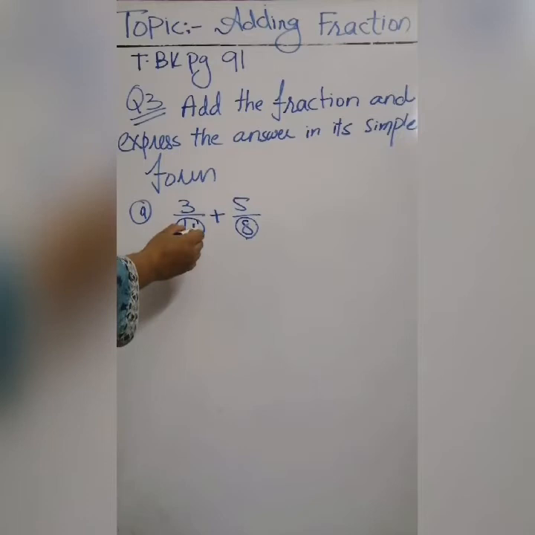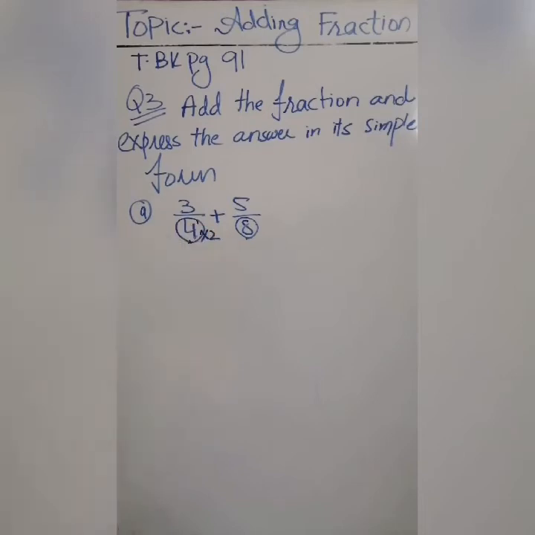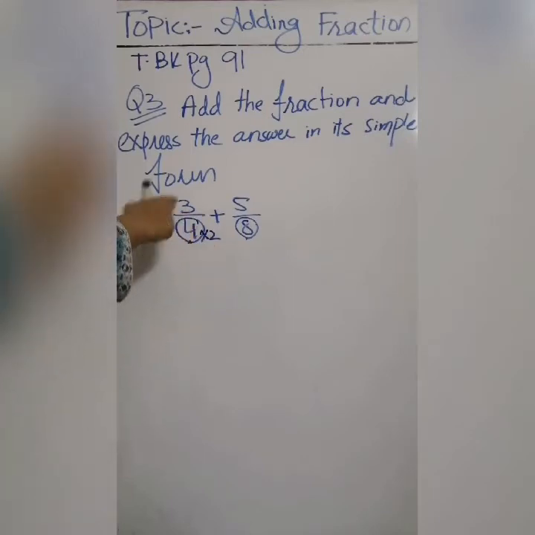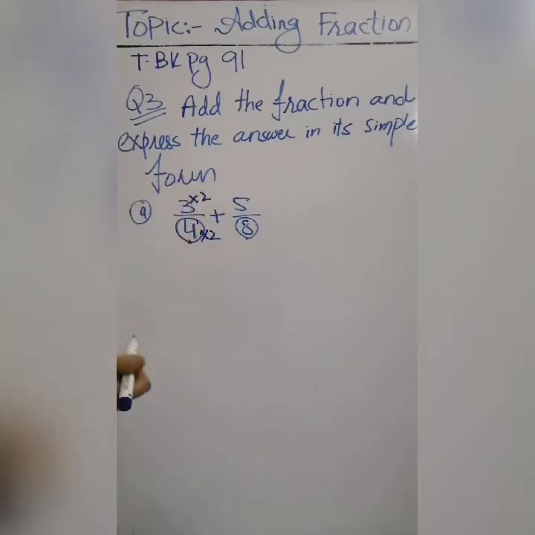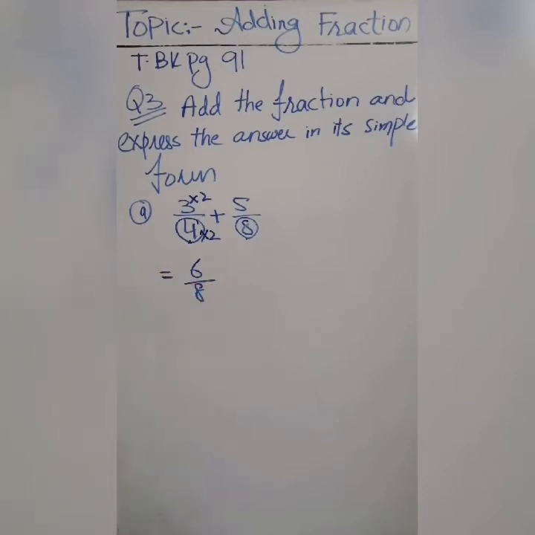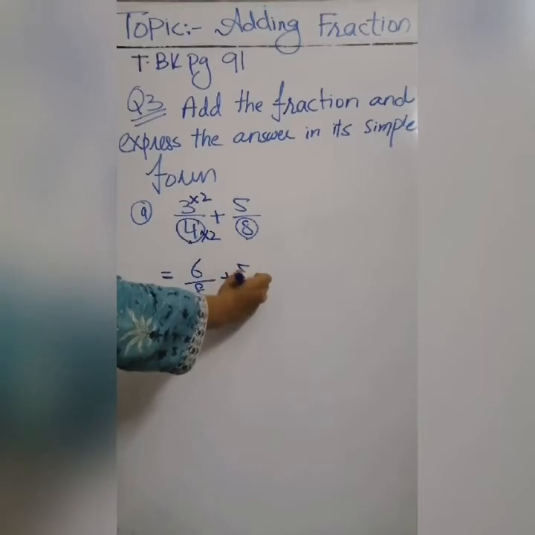We multiply 4 by 2 to get 8. So we multiply it by 2. If we multiply the denominator by 2, we multiply the numerator also by 2. Now the new fraction we get is 6 by 8. This is the equivalent fraction, plus 5 by 8.